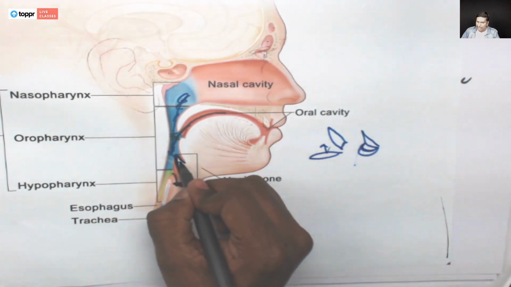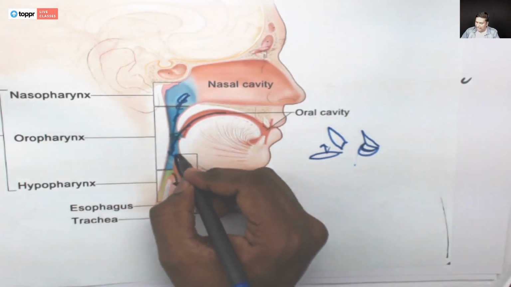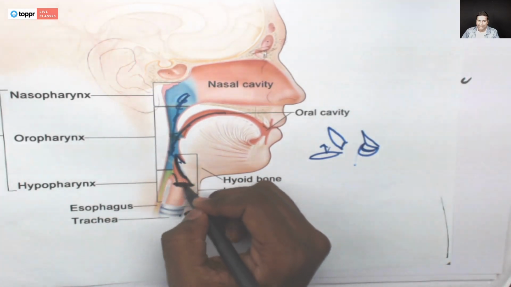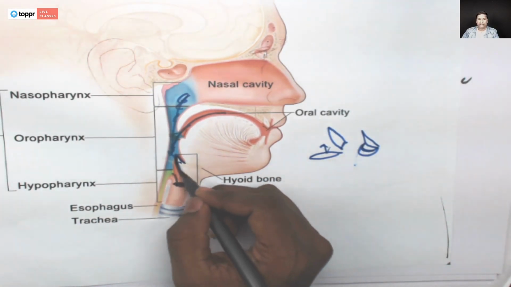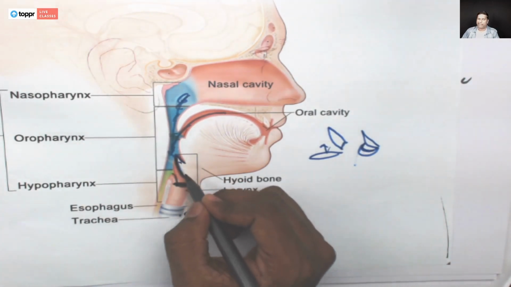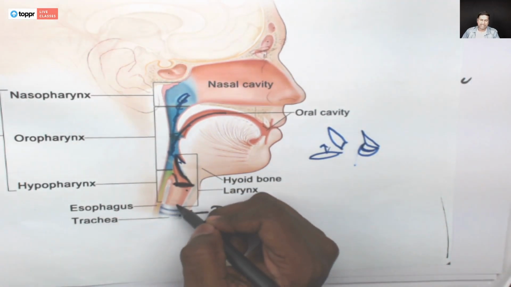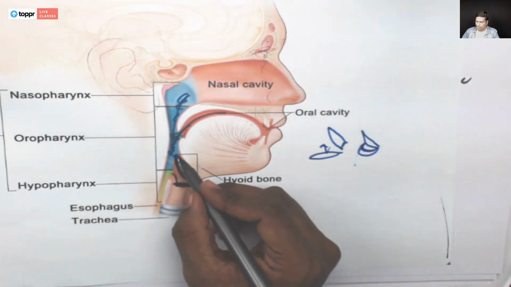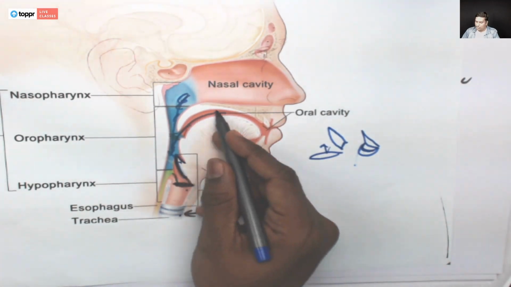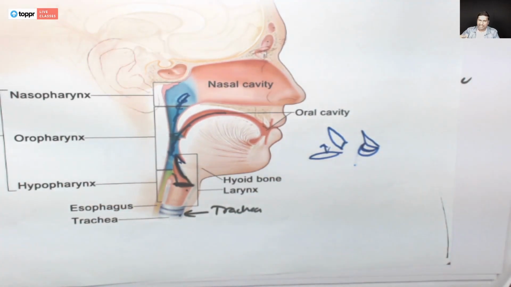So the epiglottis is basically preventing the entry of food particles into the larynx, because through the larynx the food can enter your respiratory tract, which can be dangerous. So in order to prevent that, whenever you are swallowing food, the epiglottis is, so it's like this.